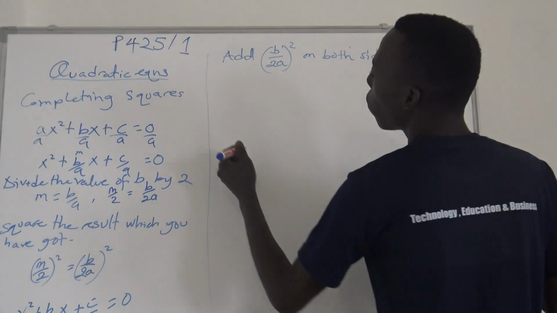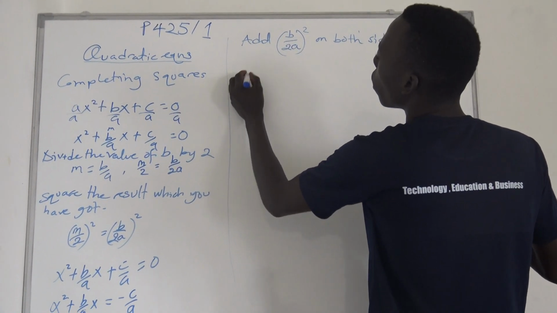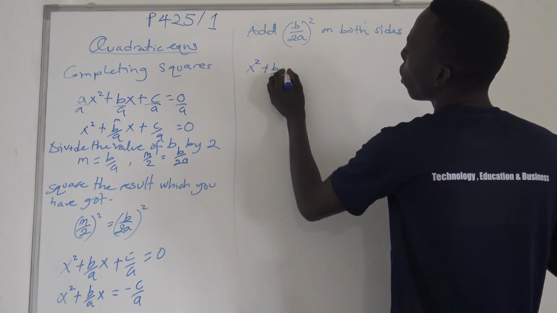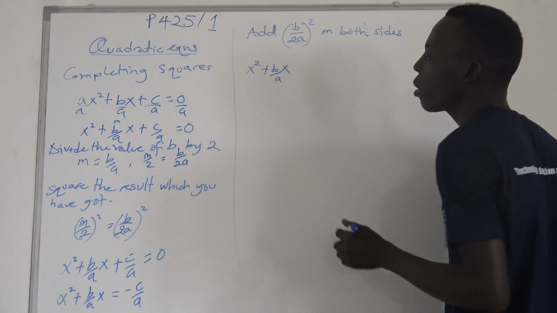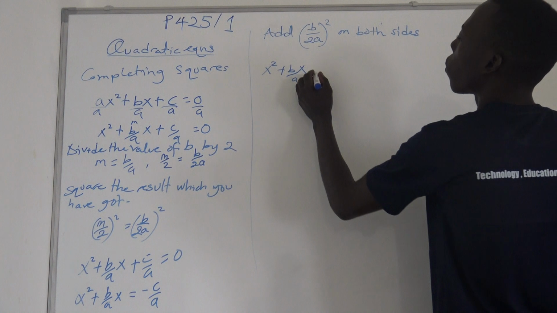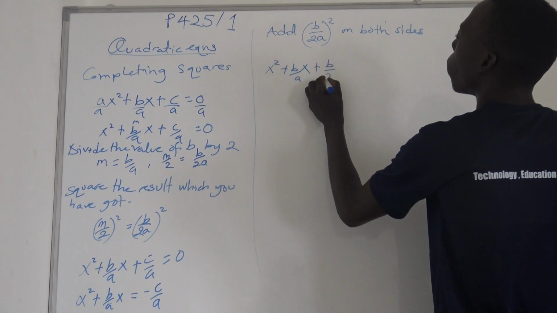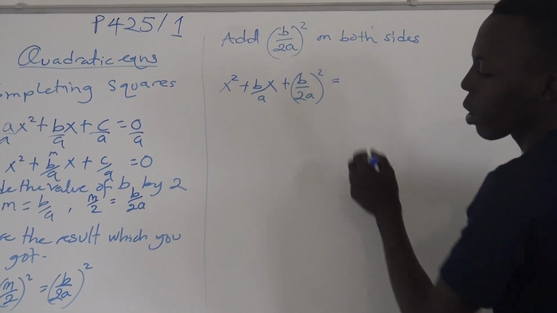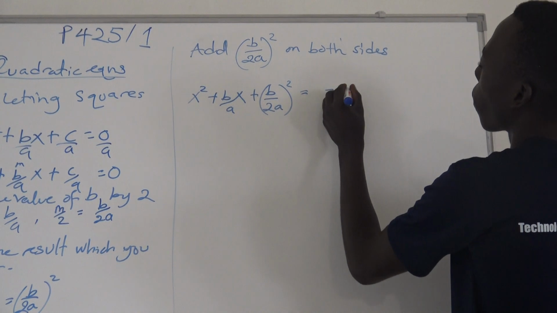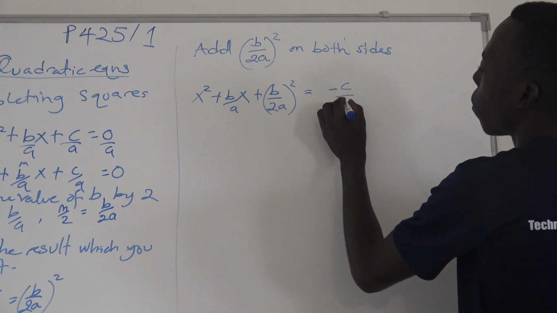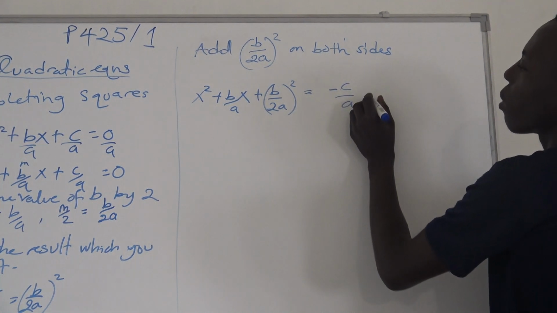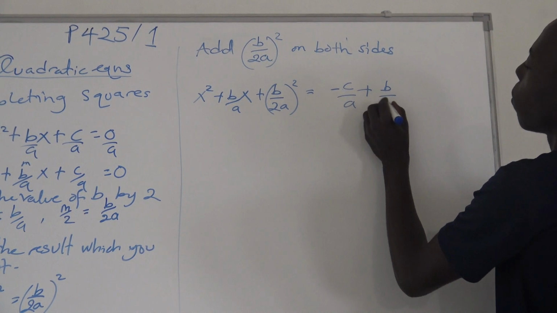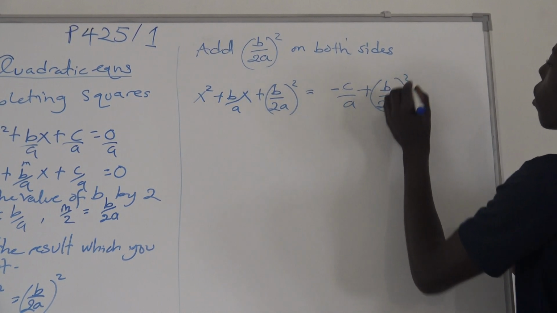So for that case, this one will happen to be x squared, then a plus b out of a, x, then I'm adding it here. So it becomes plus b out of 2a, by the whole thing squared. So this one becomes equal to negative c out of a, then we are adding, so it becomes plus b out of 2a, by the whole thing squared.